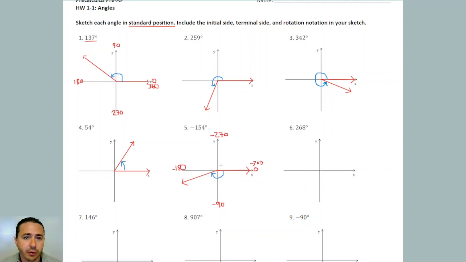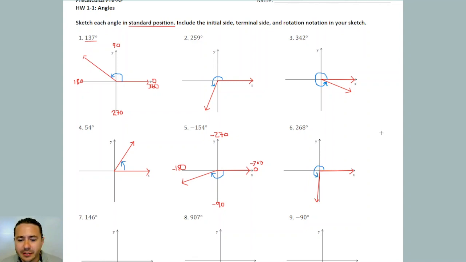Okay, this is a very important convention to remember. Counterclockwise is positive, clockwise is negative. 268 is barely less than 270. So our terminal side should be almost right on there. I mean, really, it's a 2-degree difference, which is nearly imperceptible. Okay, maybe this might not even be enough, but really we're just trying to sketch these out. We want to know generally where it is going to be. We don't need to make it perfect. Here's my rotation notation, and that's it for number 6.